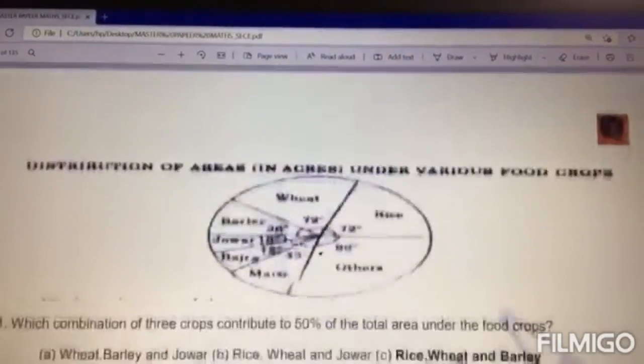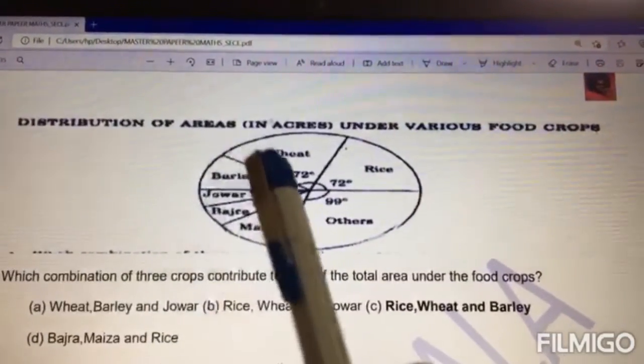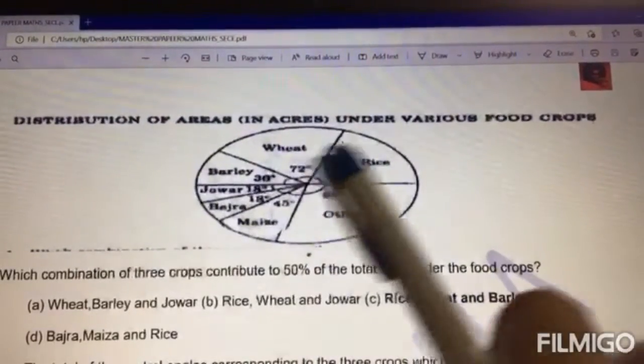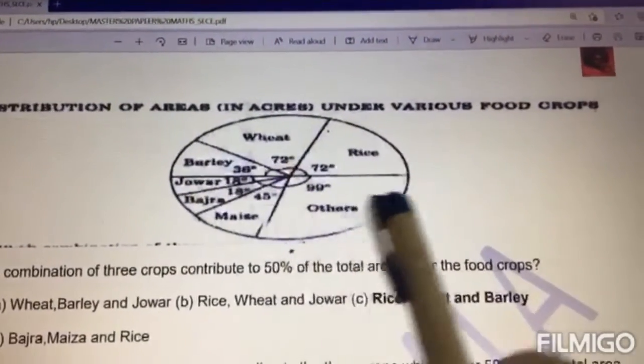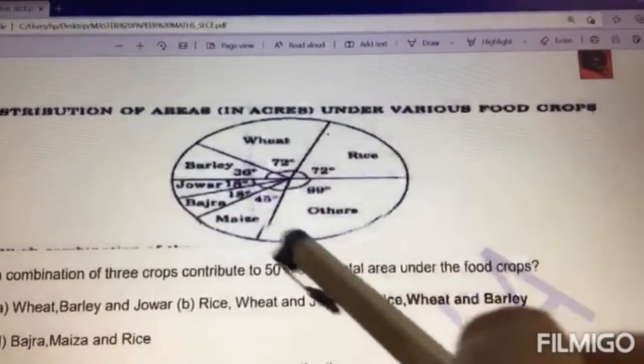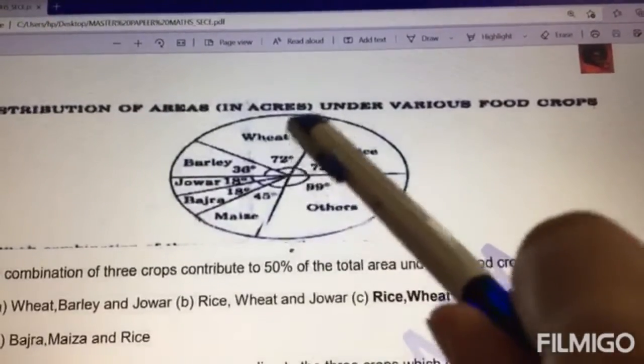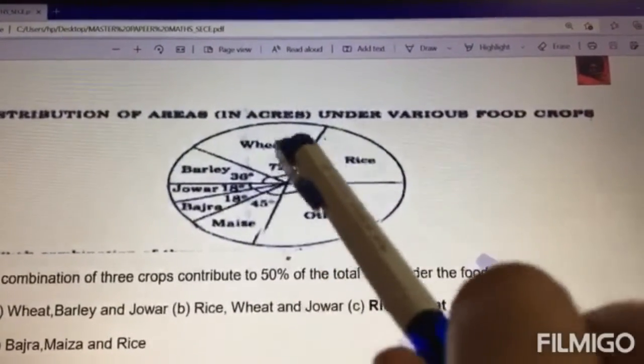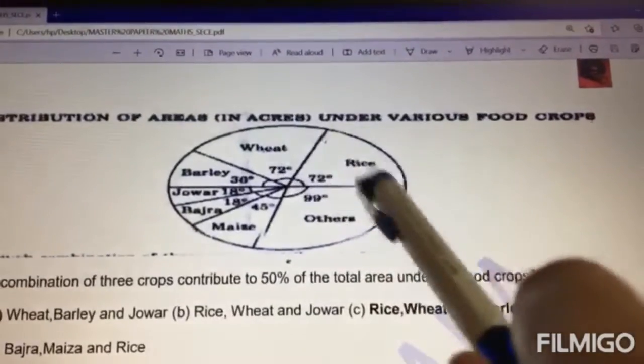Okay, so this is the pie chart. The distribution of areas in acres under various food crops. As you can see, this shows the area under which there are different types of crops.